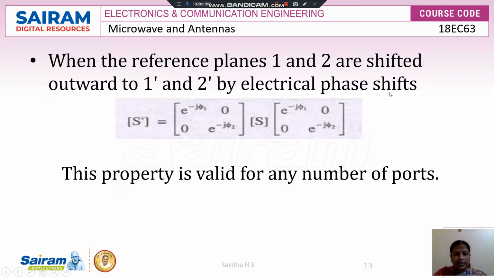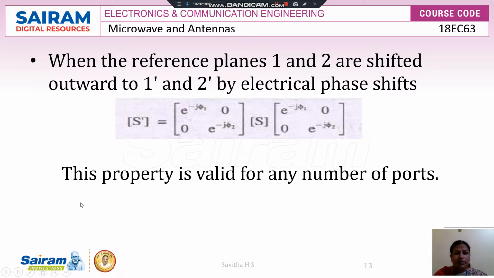Outward by electrical phases. So the new S matrix can be written as the diagonal matrix with e to the power of minus j phi 1, 0, 0, e to the power of minus j phi 2, times S, times the same diagonal matrix again. So we are shifting only 1 to 1 dash and 2 to 2 dash, so the remaining elements we are making 0.